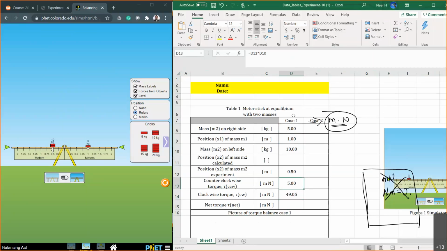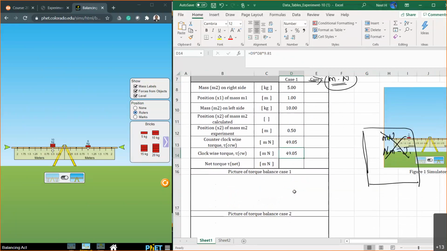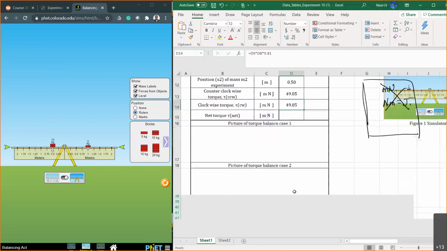49.05. So I need the same, multiply g right here, 9.81, 49.05. So you can see that should be exactly the case. Both torques around the fixed point should be exactly the same. Then only the object can stay at rest. So that is called the equilibrium condition.